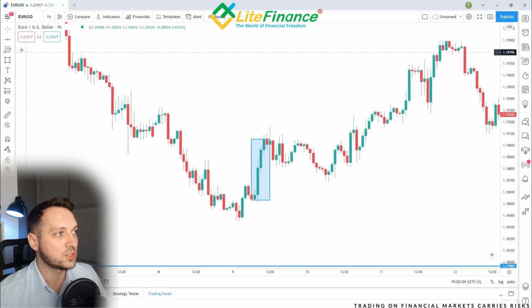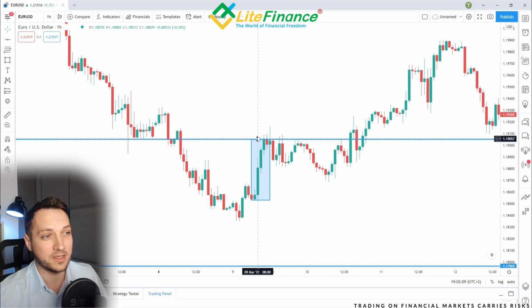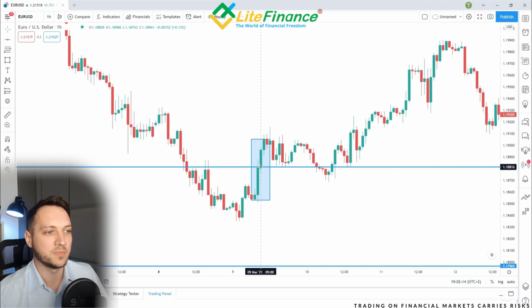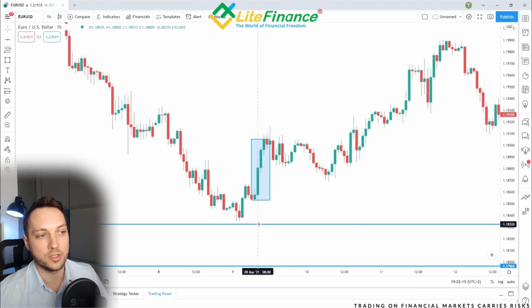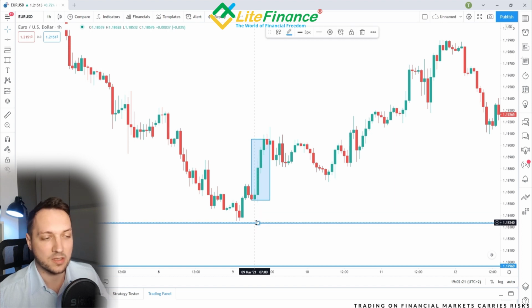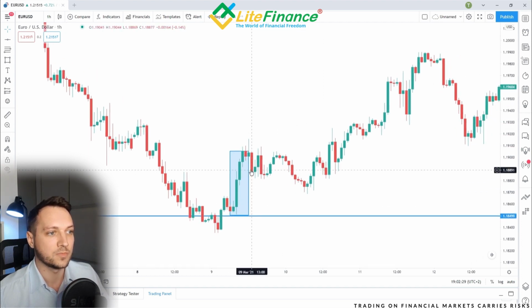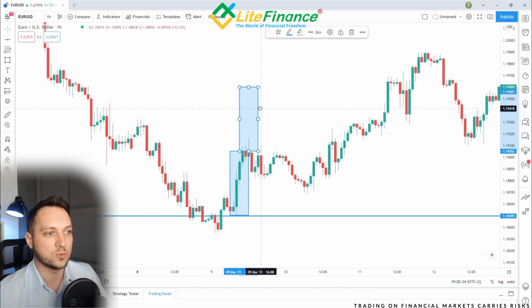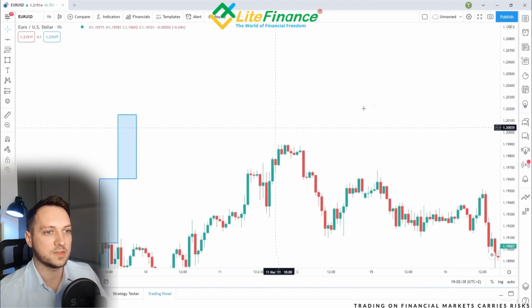So again, let's check the entry point. We could add again somewhere over here in the middle, and our stop loss would be here or here. But I was backtesting based on this stop loss to have this risk reward ratio. And again, let's measure it. 2:1, the first and the second.